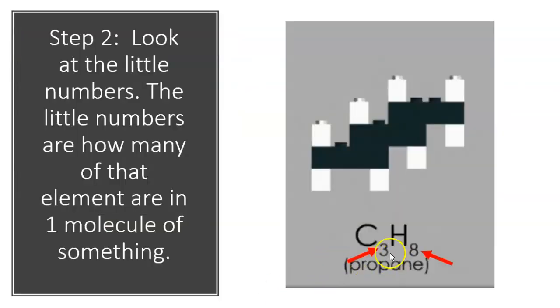Again, we need to look to see if there's any little numbers. If there are little numbers, that indicates how many of that element or atom are in this compound. Okay, so there are 3 carbon atoms in every propane compound or molecule. There are 8 hydrogen atoms in every molecule of propane. And this is always going to be its chemical formula. Think of it like a little recipe, if you will, for the substance that we're looking at. So C3H8 is always going to be propane.